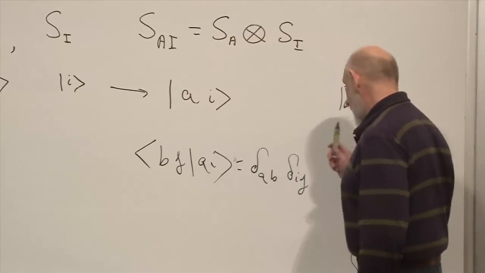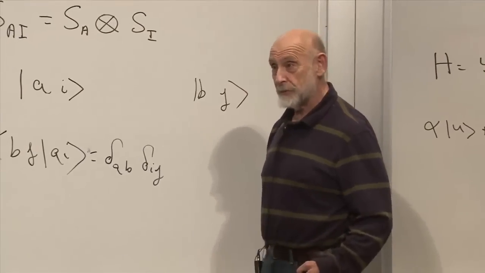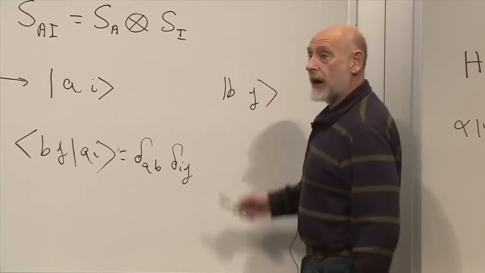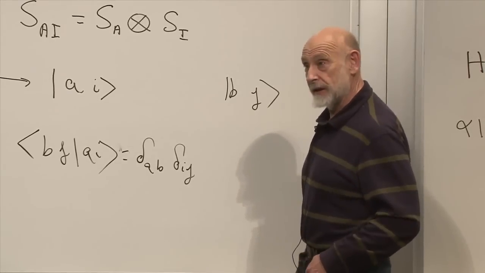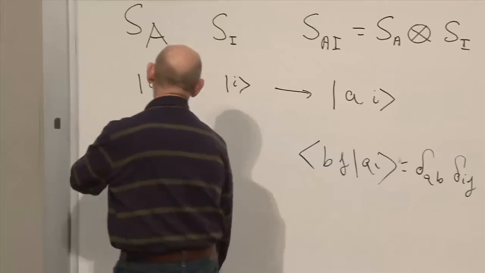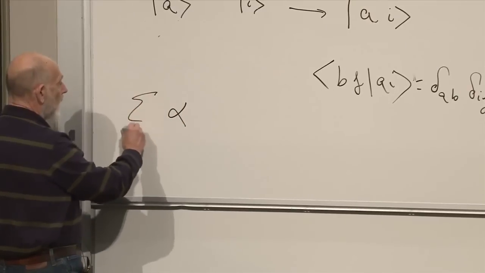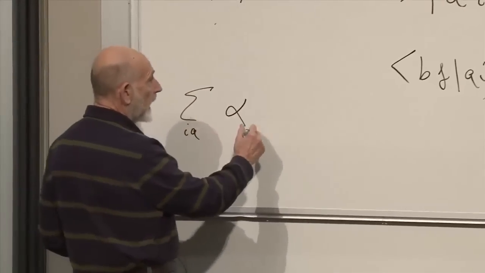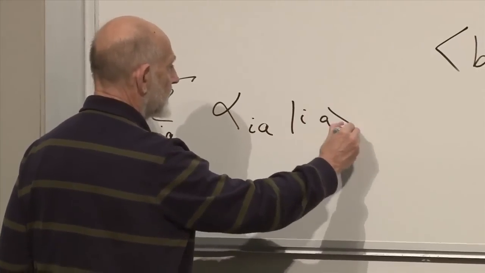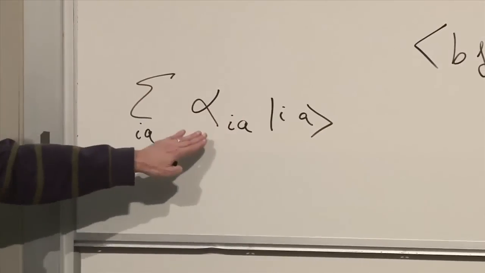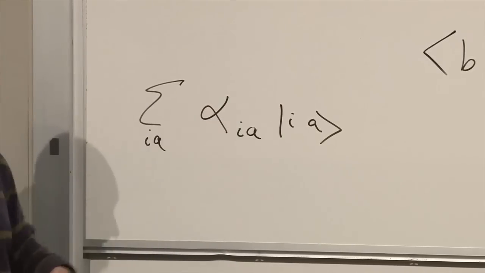Keep in mind, however, that these basis vectors are not all of the vectors in the tensor product. You can then take any linear combination of these basis vectors, and they're also a vector in the tensor product. So the general vector in the tensor product is of the form sum over I and A, alpha, let's call it some alpha IA, a general linear combination with coefficients that depend on what's inside here, times the basis vectors.